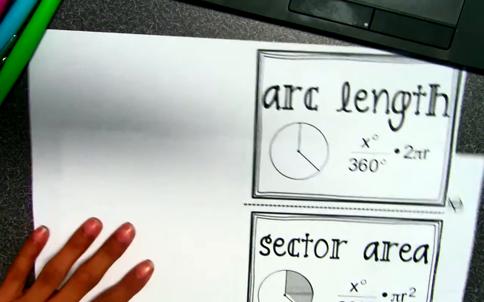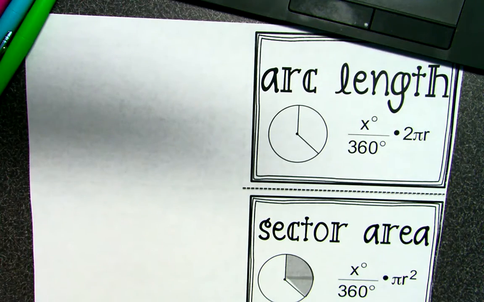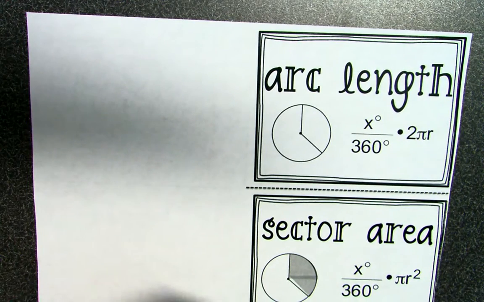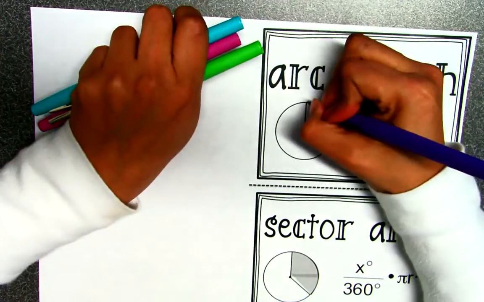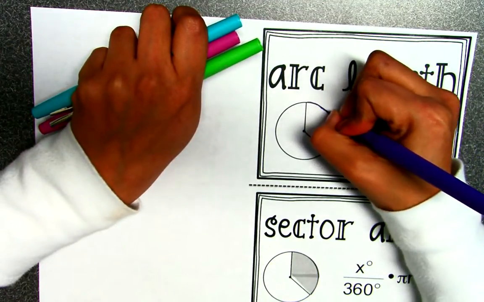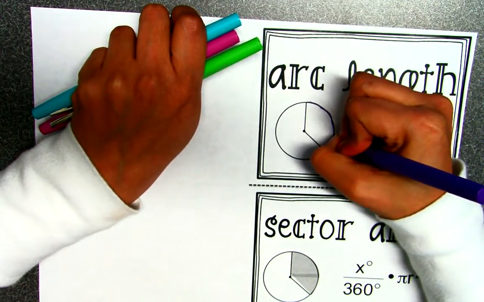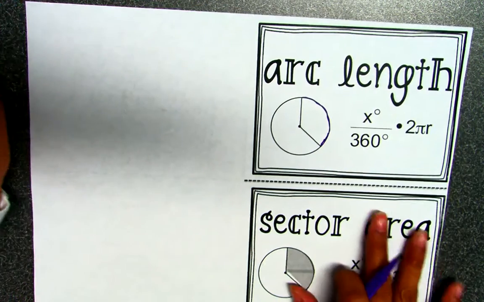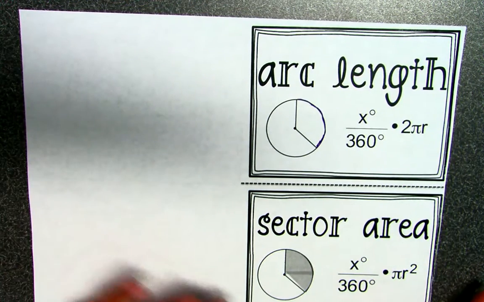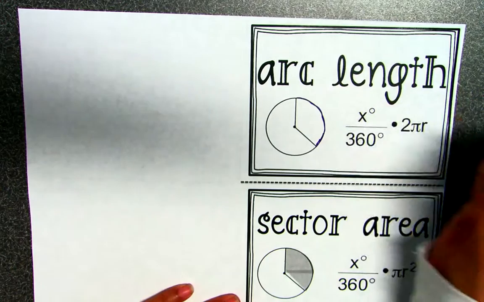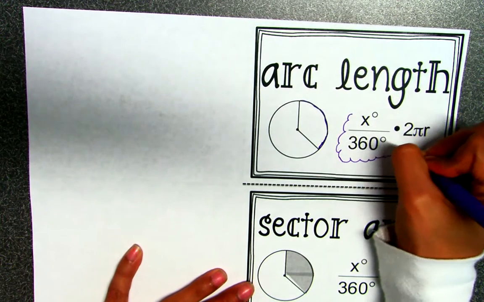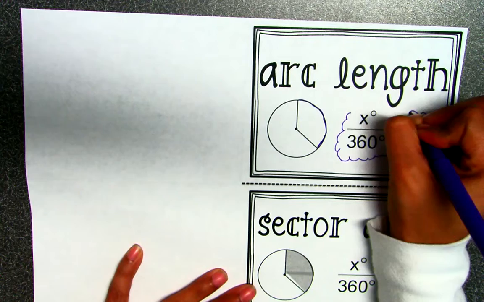Okay, so arc length is basically this portion, and it's a percentage of the circumference. Please don't confuse arc length with major arc, okay? And this is the formula for it: x over 360 times 2 pi r.